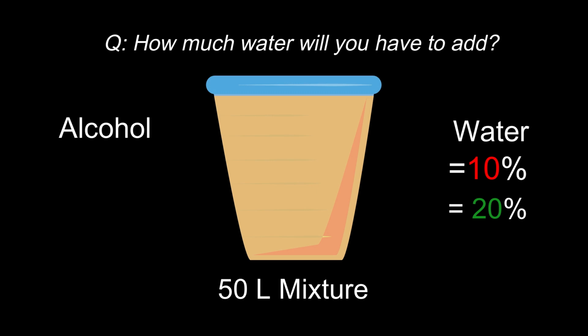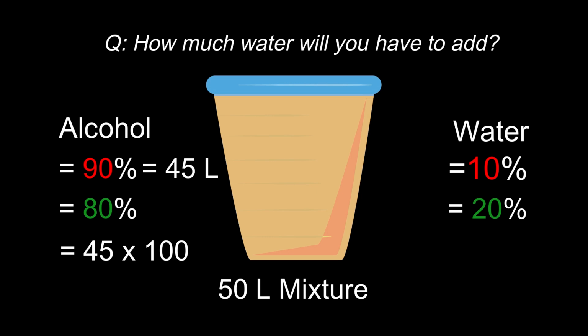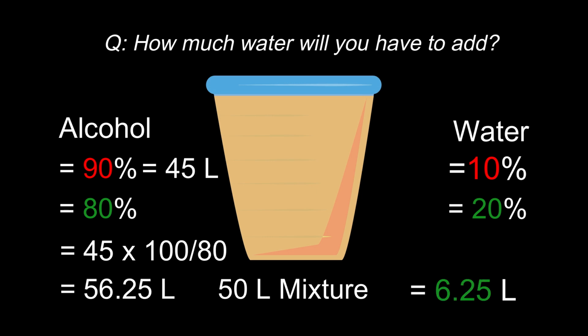For example, in the given question, out of 50 liters, if 10% was water, which means 90% was alcohol, 45 liters was alcohol, which has to remain constant, and it will now become 80% of the solution. So hence you can calculate that the total solution would now be 56.25. Earlier it was 50, so the difference that needs to be added is 6.25.